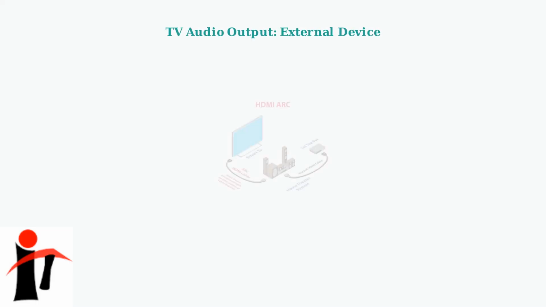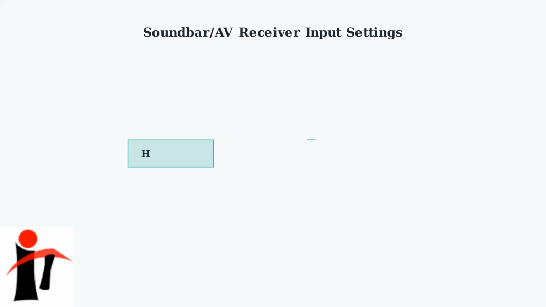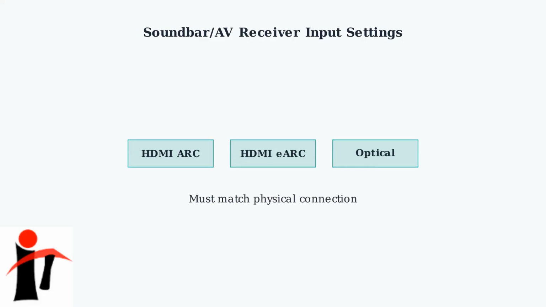Now let's look at your TV and sound system configuration. Your TV audio output should be set to external device rather than internal speakers when using a soundbar or AV receiver. For your soundbar or AV receiver, ensure it's set to the correct input. This could be HDMI ARC, HDMI EA-ARC for newer systems, or optical depending on how you've connected your devices. The input setting must match your physical connection.